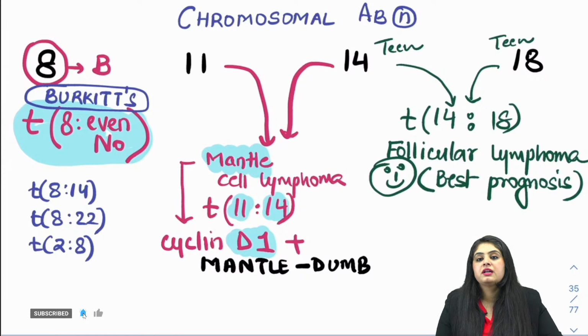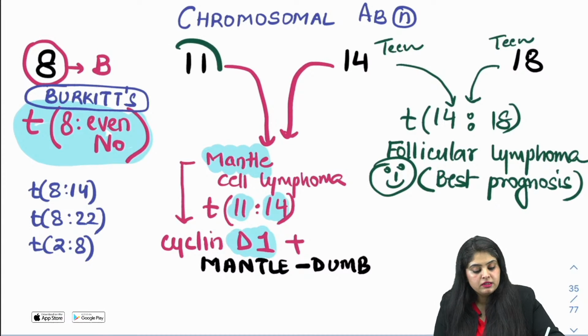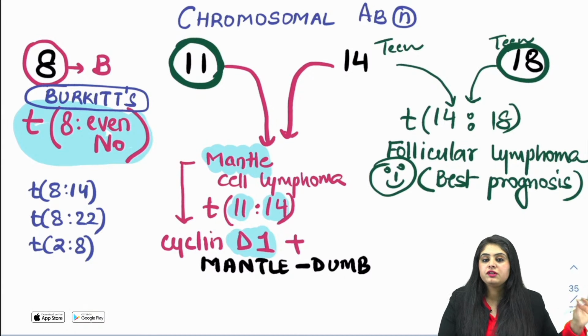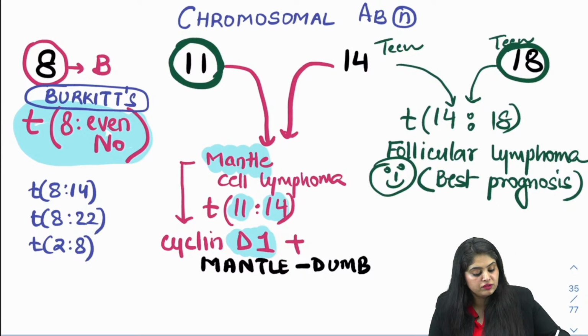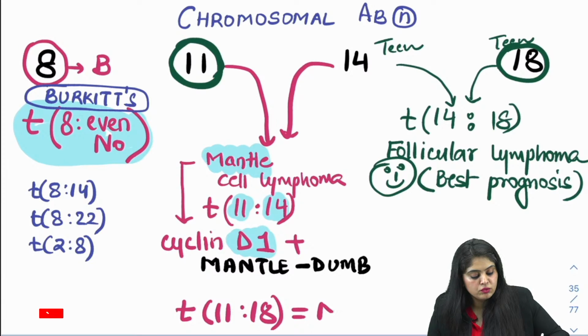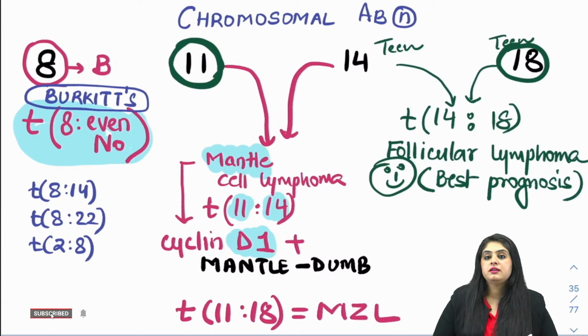Finally, ma'am, pick up the numbers left. What combination is left? I am left with the margins. 11 and 18 combination is left. One is just entering puberty, one is getting out of teenage, 11 and 18, margins. When I pick up 11 and 18, that is marginal zone lymphoma. That is going to be marginal zone lymphoma. So as simple as that, now the translocations are done.